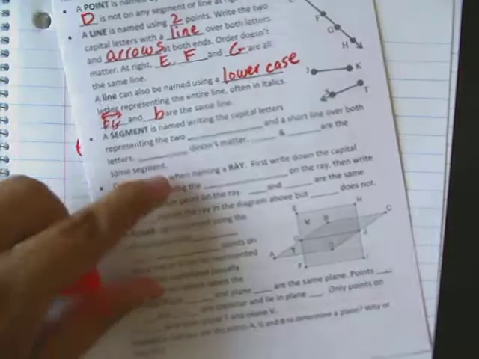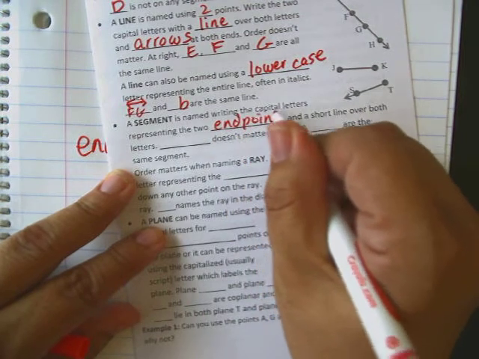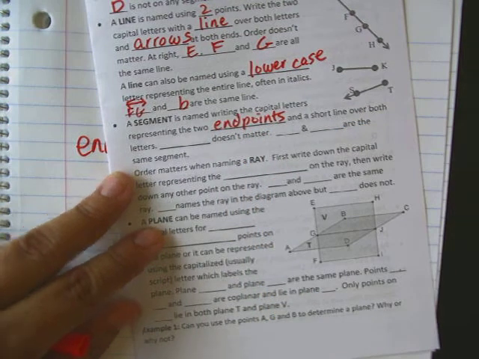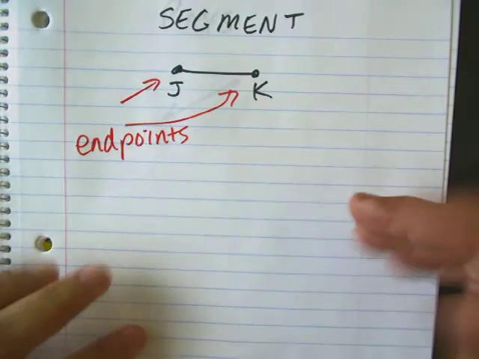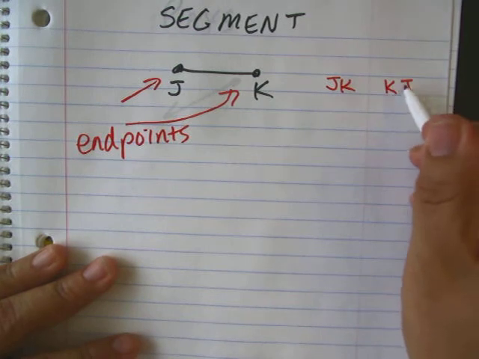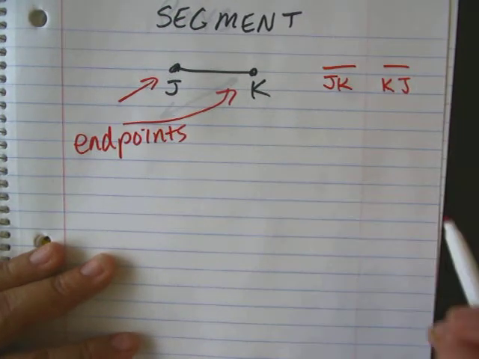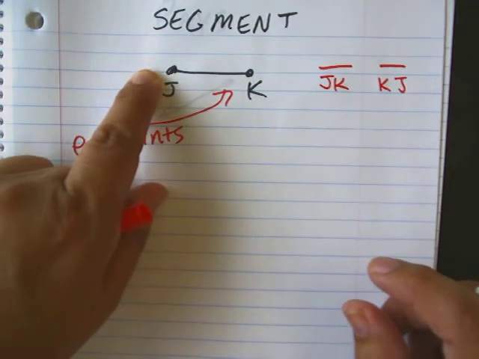Now, do you think it really matters if I go JK or KJ? Are those the same or different line segments? Does this segment change if I put the K down first and then draw it to the J, or if I put the J down first and then draw it to the K? It doesn't. So those are the same segment.